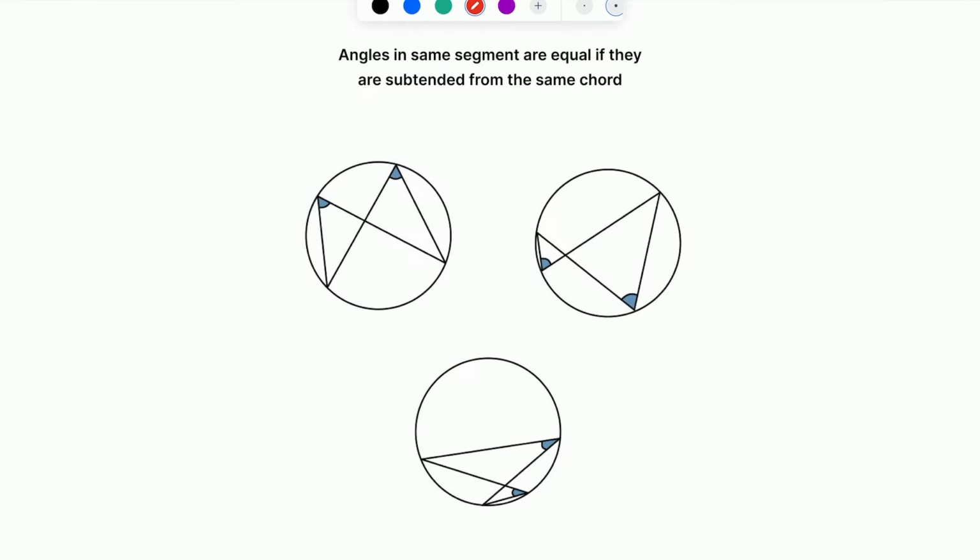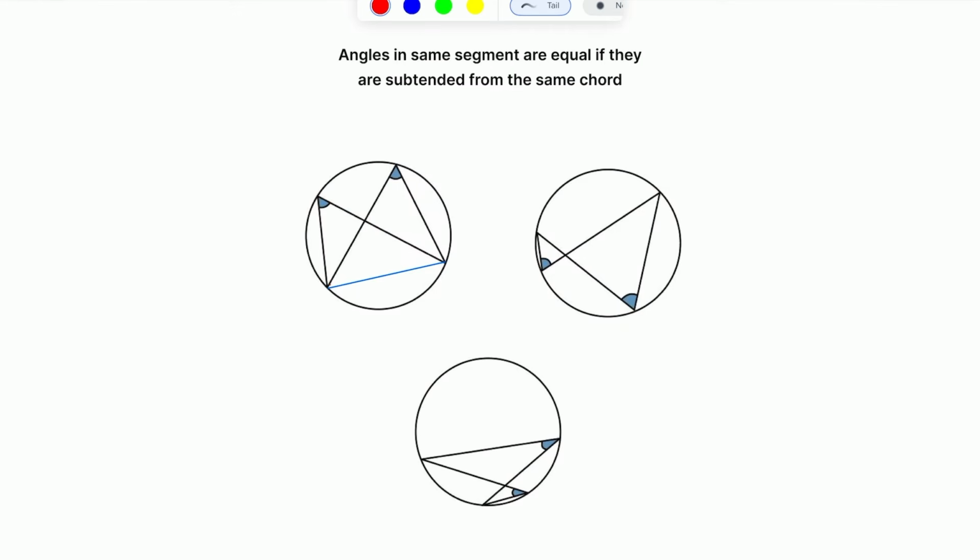So moving on to the next theorem, angles in the same segment are equal if they are subtended from the same chord. Again, you want to make sure you're writing all these keywords in the exam and you give your reason. Remember the chord here. So the chord for these two angles is that there. And if I just show you that, this chord creates that angle and that angle at the circumference.